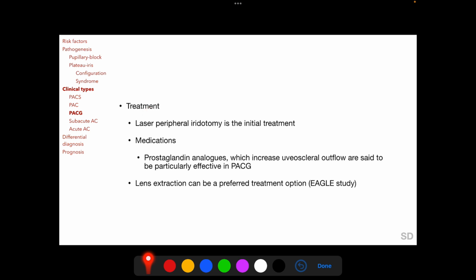And treatment options for PSEG are similar to the treatment options for PSC, with LPI being the initial treatment option along with medications to lower the intraocular pressure, with lens extraction having been shown to be a preferred treatment option in these situations in the EAGLE study. If these three treatment options do not control the intraocular pressure and glaucomatous optic neuropathy progresses, other treatment modalities need to be considered, such as trabeculectomy and valve implantation, which we will be discussing with acute angle closure.